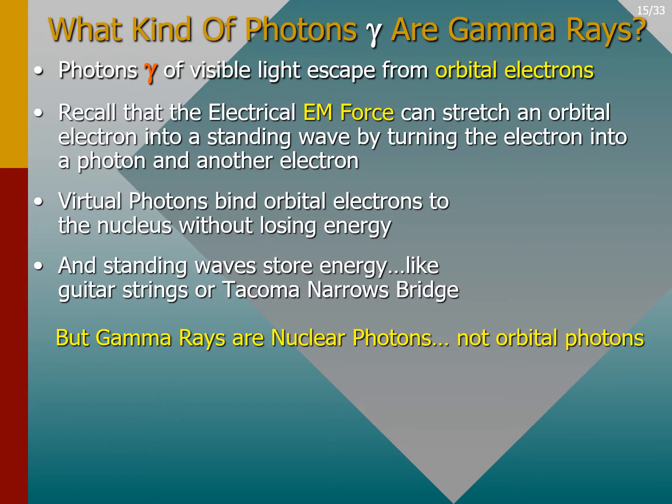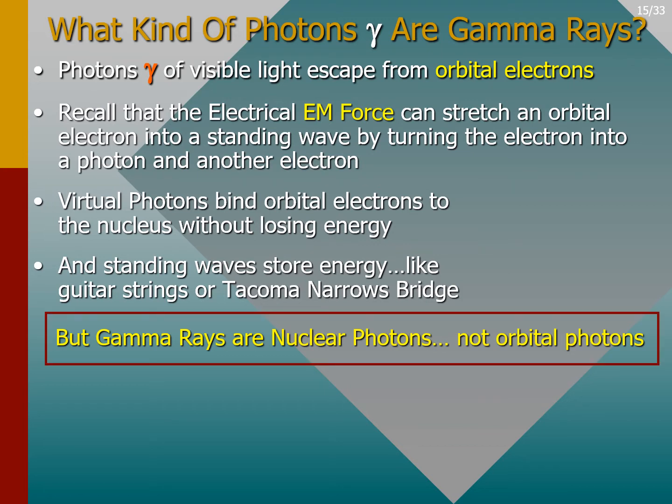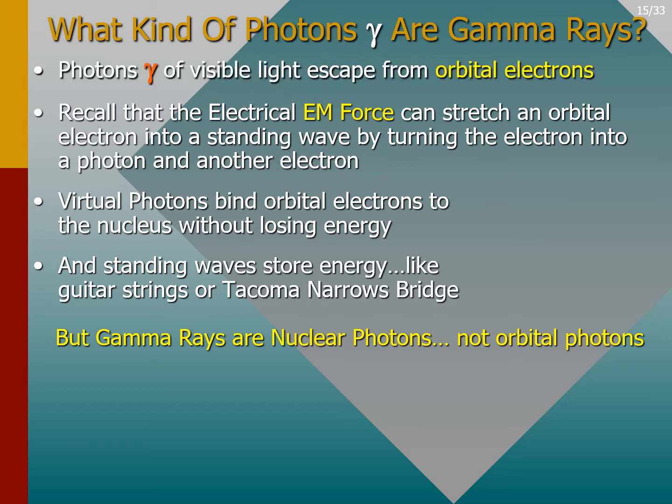Now let's turn our attention to gamma rays and learn the difference between visible photons, virtual photons, and the nuclear photons that make up gamma ray radioactivity. Visible light rays are usually photons produced by orbital electrons. Remember those photons that the orbital electrons are exchanging when they get close enough to the nucleus? The EM force stretches an orbital electron into a standing wave by turning the electron into a photon and another electron.